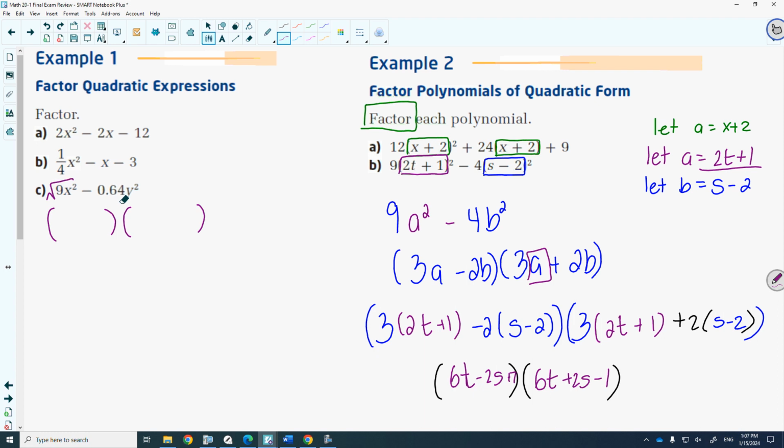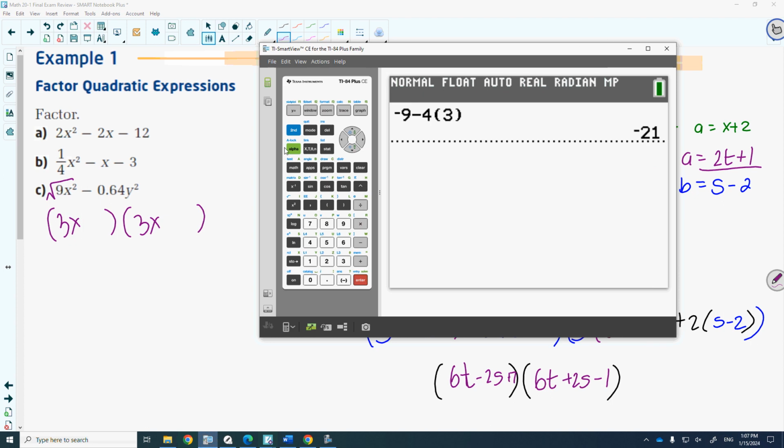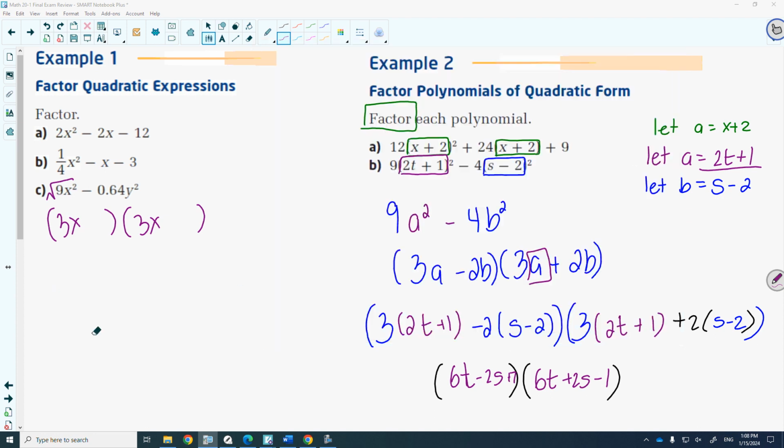The square root of 9x squared is 3x. And then the second one is the square root of, well, I know the square root of 64 is 8. So the square root of 0.64, move your decimal, is 0.8. And then we got a y squared. Square root of y squared is y. So plus 0.8y, minus 0.8y.